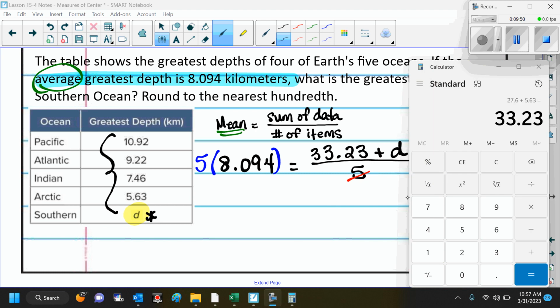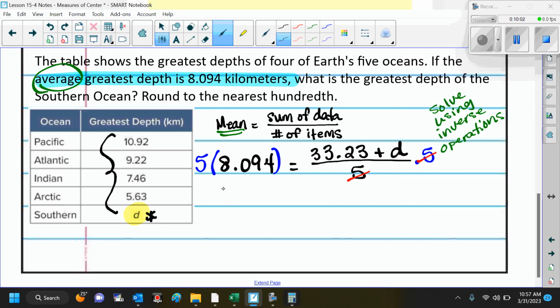And then we're going to simplify by multiplying 8.094 times 5. That gives us 40.47. So 40.47 is equal to, now those simplified to ones, right? So those canceled out. So we're left with 33.23 plus D. And now it's just a one-step equation.